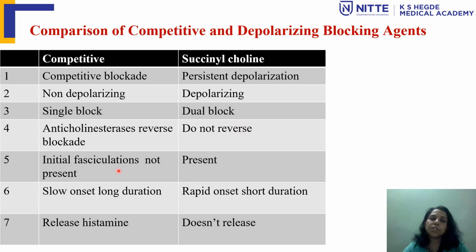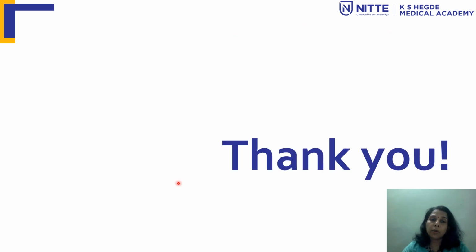Then initial fasciculations are not present with the competitive blockers, but they are present with succinylcholine. This one has a slow onset and long duration, but that one has a rapid onset and short duration. And it has certain limitations, as I told you, with the older agents, not with the newer ones; with the newer ones it is less. Older ones release histamine, but here it doesn't release histamine. So these are the differences between competitive and non-competitive depolarizing blocking agents. So that's about the depolarizing blocking agent succinylcholine.